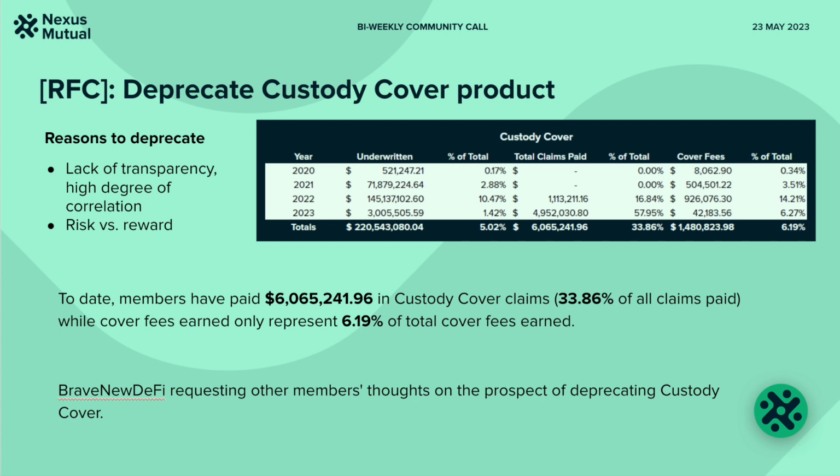So there's a lot of detail and there's a more comprehensive breakdown on the forum, but I would really love to hear members' thoughts on whether or not we should keep this product going forward. I've put up a proposal to deprecate custody cover so that this wouldn't be offered, and I have some of the specifications on that on the forum as well.